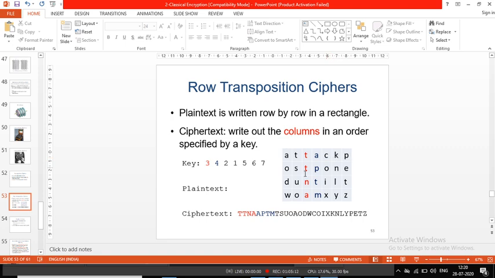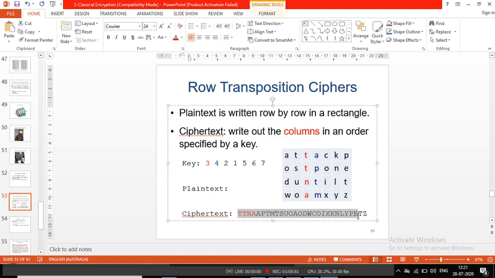ATTACK postponed until 2 AM. And the empty letters I can replace with X, Y, Z. So this is my original message: Attack postponed until 2 AM. By using the key I'm going to transpose my data. First is 3, so take this third column: TTNA. Next is 4: APTM. Next is 2: TSUO. Like that I rearranged all my letters and converted it into a ciphertext.